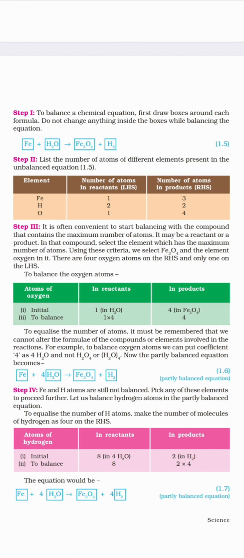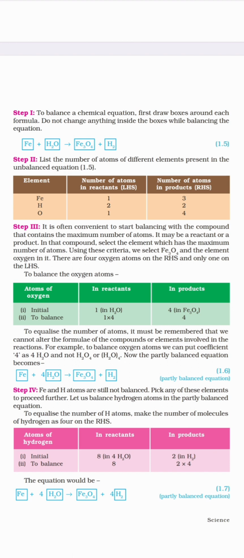Second, we have to make a table with 3 columns. In the first column we write the element, in the middle the number of atoms on the left hand side, and in the third column the number of atoms on the RHS. Fe has 1 on the left and 3 on the right. Hydrogen has 2 on the left and 2 on the right. Oxygen is 1 and 4 respectively.